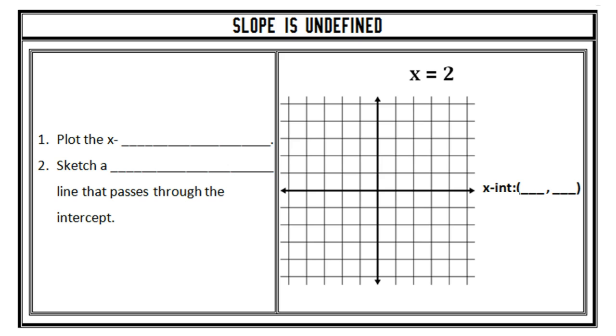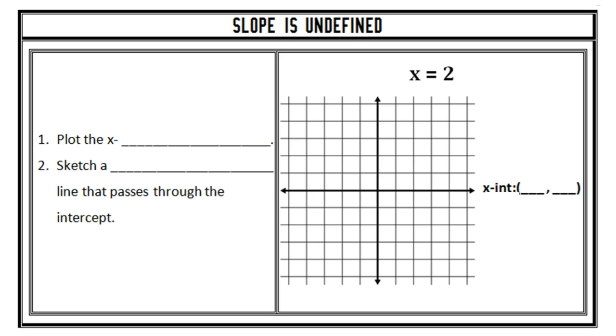Equations like x equals 2 can also be graphed. This is a case where the slope is undefined. Keep in mind what an undefined graph looks like. A graph that has a slope of 0 is horizontal. A graph that has a slope that's undefined is vertical. It's straight up and down.